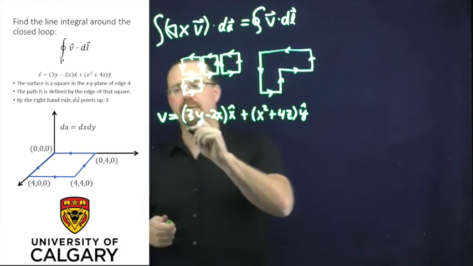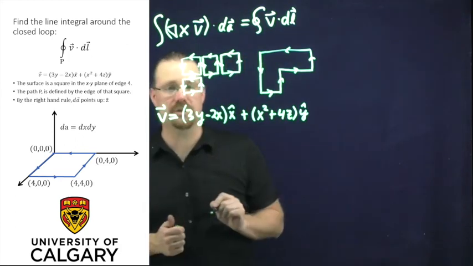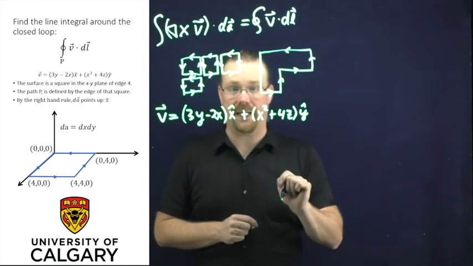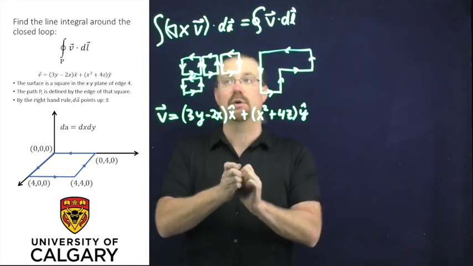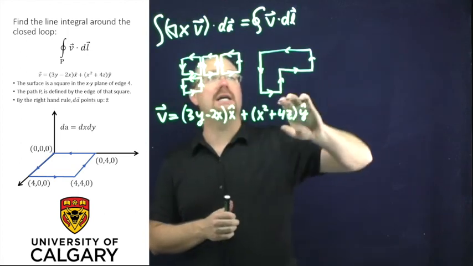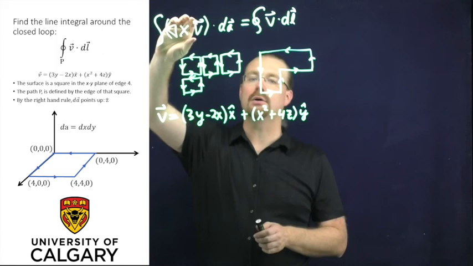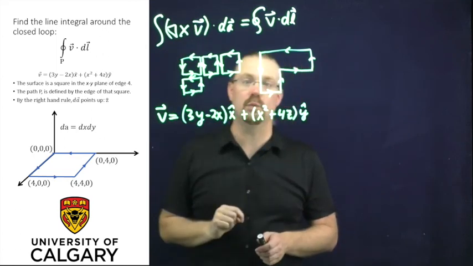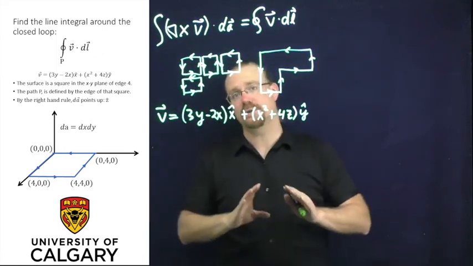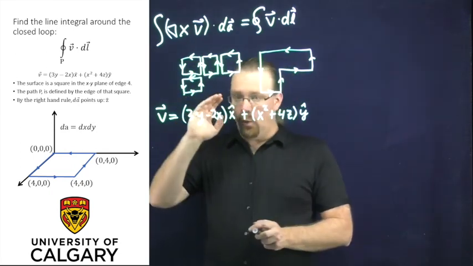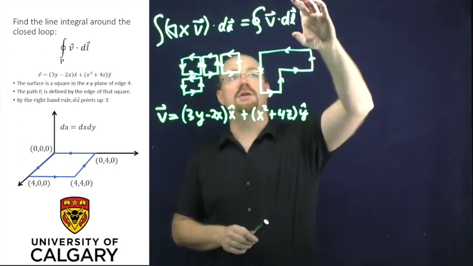Here's our vector field. V is equal to (3y minus 2x) x hat plus (x squared plus 4z) y hat. What we're going to do in this video is we're going to go ahead and show that the line integral around the outside is going to be equal to the integral of the curl of this vector field dotted with dA. We're going to show Stokes' theorem is true for this particular vector field. Okay, when we do this, let's start with this side.